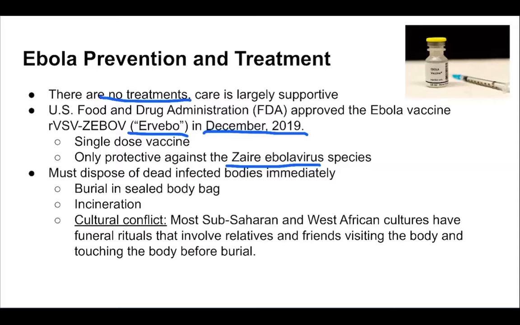The issue is, if people are dying from this, you have to dispose of the dead infected bodies immediately, either in sealed body bags or by incineration. And this is where they're having issues in sub-Saharan and West Africa, because this conflicts with the funeral culture and rituals there. In a lot of sub-Saharan and West African cultures, funeral rituals include relatives and friends visiting, touching the body, paying their respects, even eating in the presence of the body.